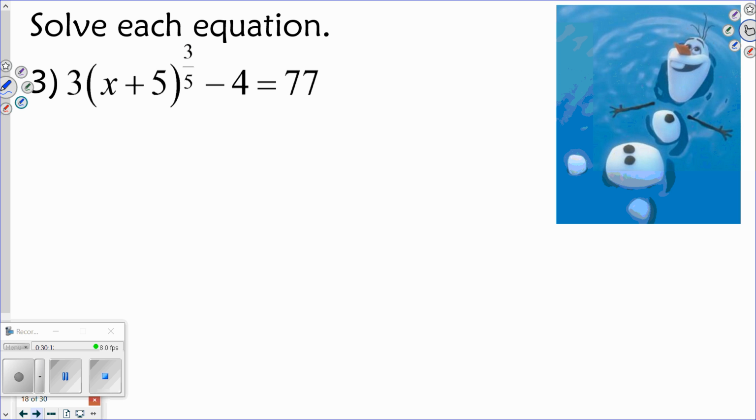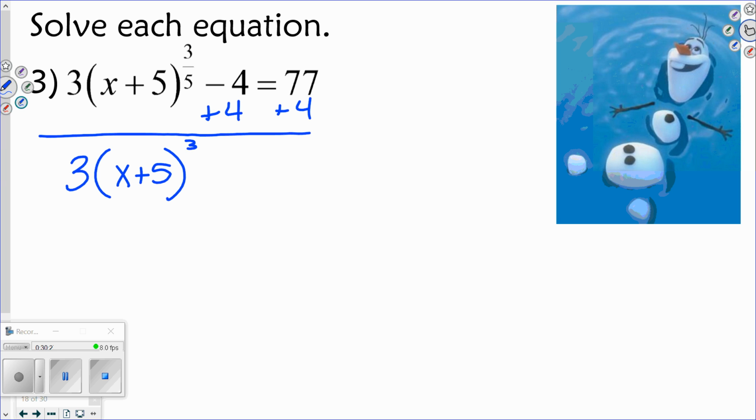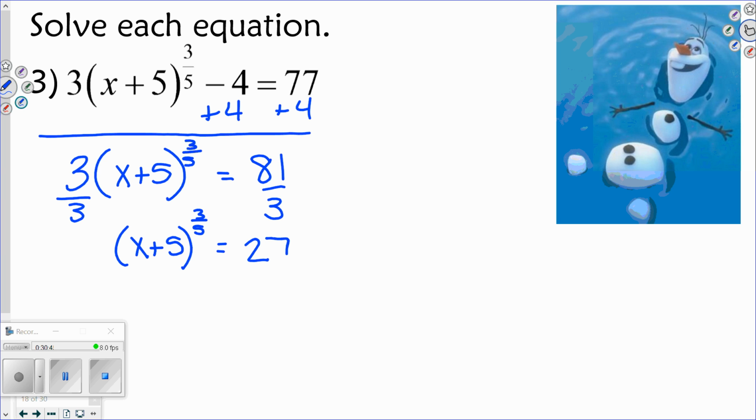All right, so what do I move first? Don't distribute. Well, I'm going to count it wrong, so don't do that. I get why that's your instinct, but that exponent makes it where you can't. So we added the 4, then we what? Good, divide by the 3. So x plus 5 to the 3/5 equals, is that 27? I don't multiply by the reciprocal. Okay, 5/3.